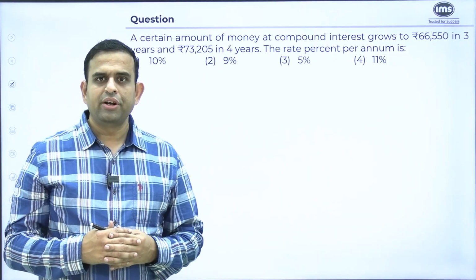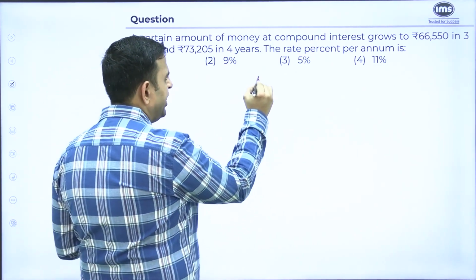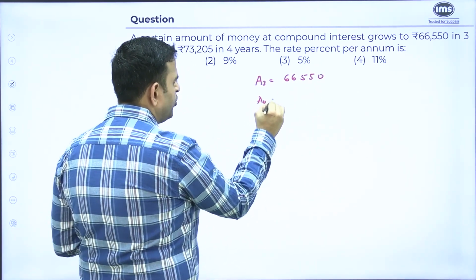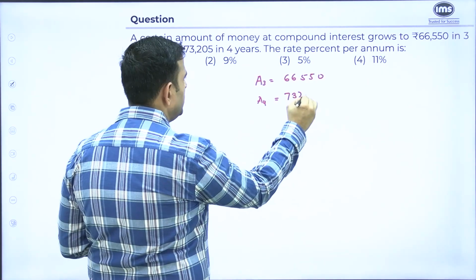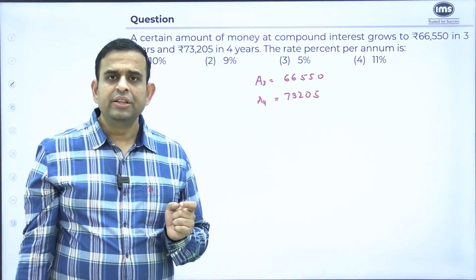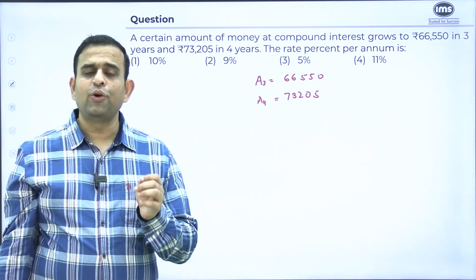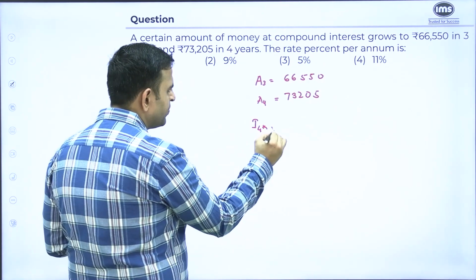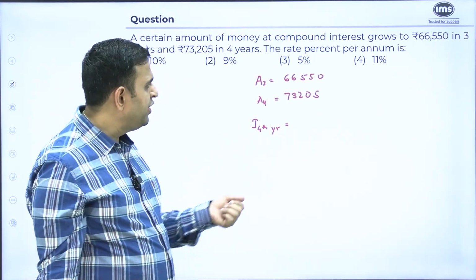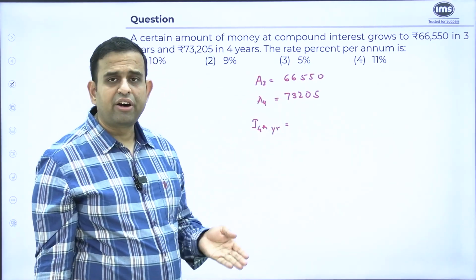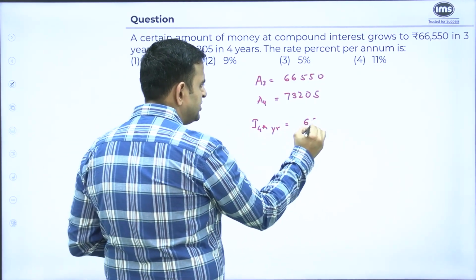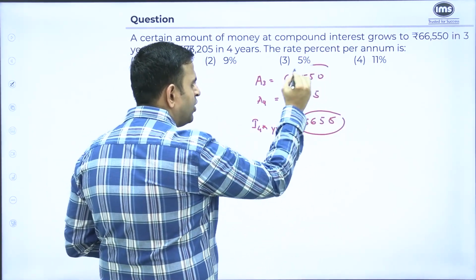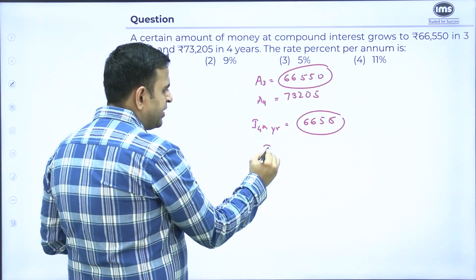If I look at one more way to solve this particular question, already we have got this particular part. Amount at the end of 3rd year happens to be 66550. Amount at the end of the fourth year is nothing but 73205. And in the fourth year, the interest earned is nothing but the interest earned on the amount at the end of third year. So the interest earned in the fourth year, one can simply find out by doing 73205 minus 66550, and this result happens to be 6655.